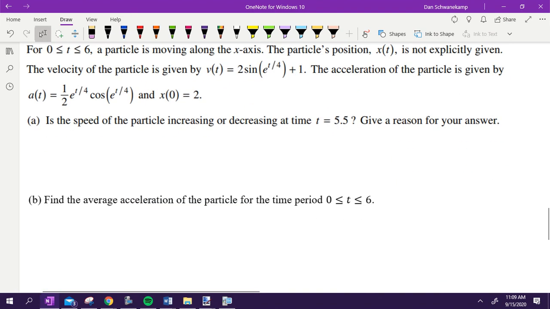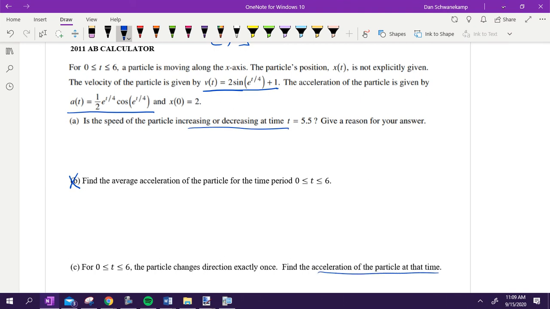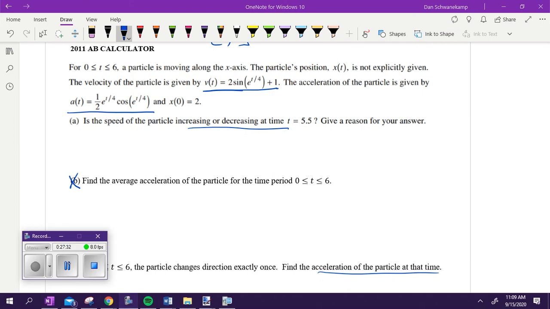Let's look at one more. Okay, 2011 question. We're going to skip part B, not because it's bad, but just because I don't want to confuse it with stuff we don't necessarily need right this second. They gave us velocity. They gave us acceleration. Your job is to decide if the speed is increasing or decreasing, and then figure out the acceleration at the time the particle changes directions. Do those 2 questions with your neighbor.